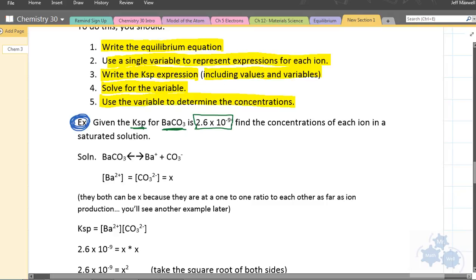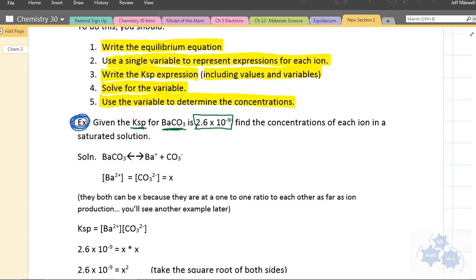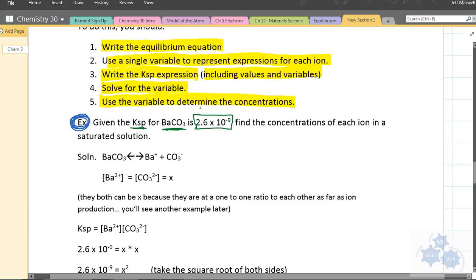And the compounds that are fairly insoluble, do they have a high Ksp or a low Ksp? Insoluble means they have not very many ions, so that product is going to be small. Yes. So we are expecting not a whole lot of this to dissolve, right? But there will be some. So the question is, find the concentrations of each ion in the saturated solution. So the maximum amount of each ion that we could have. All right, so write the equilibrium equation.